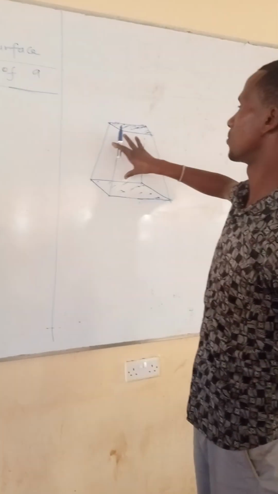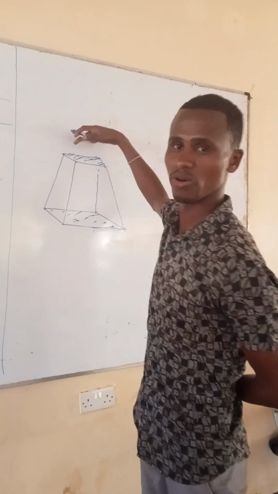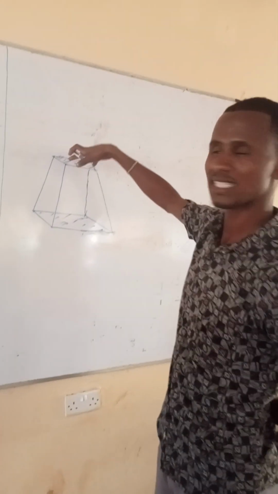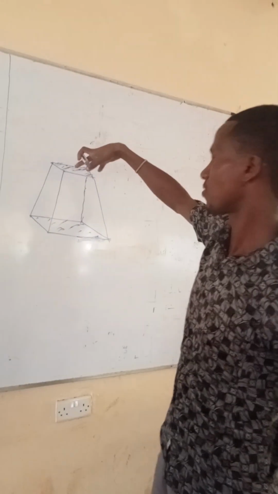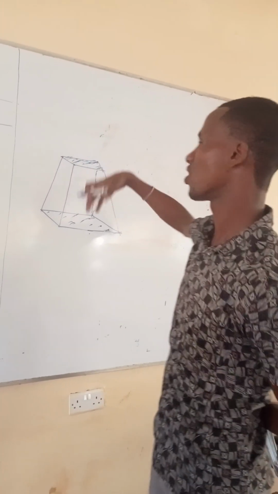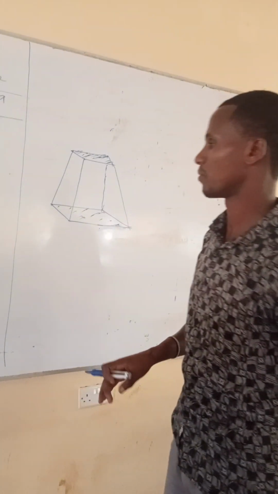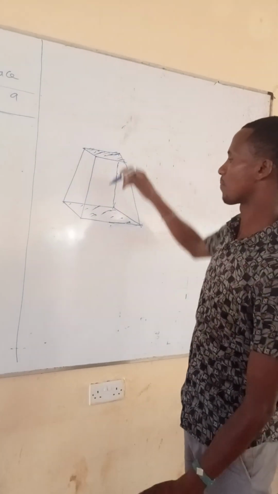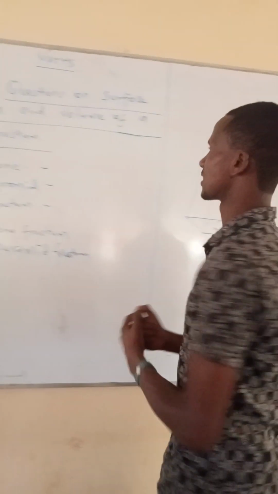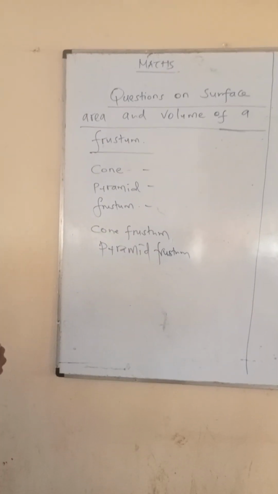So it's a solid which is a part of a cone or a pyramid that is normally formed when you chop off a smaller cone from the original cone, or a smaller pyramid from the original pyramid. That is by cutting along a plane that is parallel to the base. So today we want to look at questions on surface area and volume of a frustum.